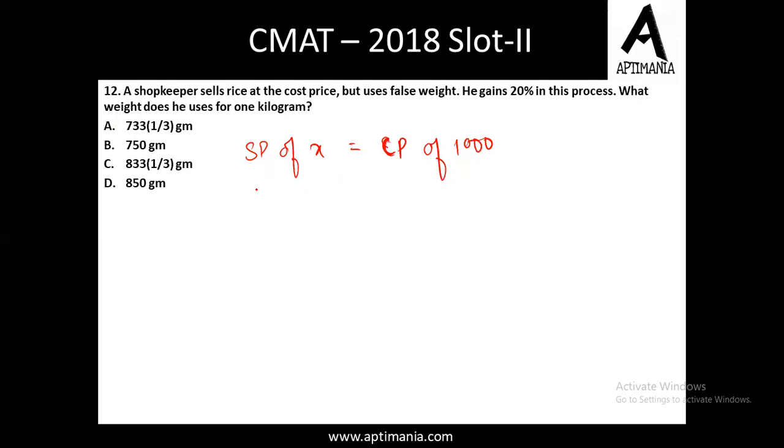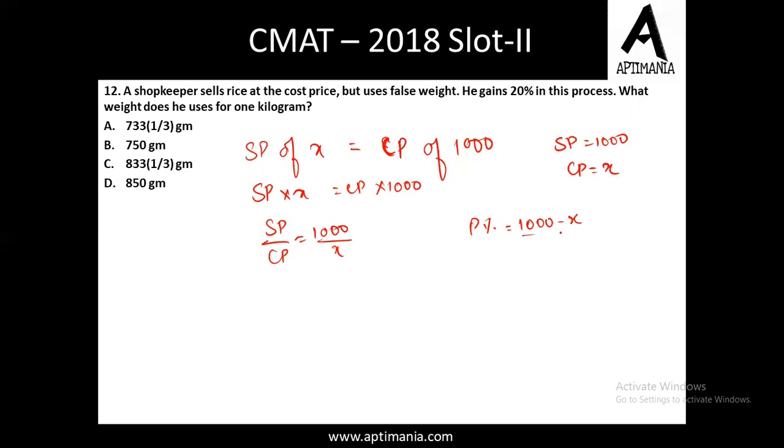So if we simplify the statement, we'll have SP multiplied by X equal to CP multiplied by 1000. So we'll have SP upon CP equal to 1000 upon X. So simply we can assume selling price to be 1000, cost price to be X. So in that case, profit percent is SP minus CP upon CP into 100, which is 20 in this case, as given to us in the question. So on solving, we'll have 1000 minus X upon X equal to 20 upon 100, which is 1 upon 5.